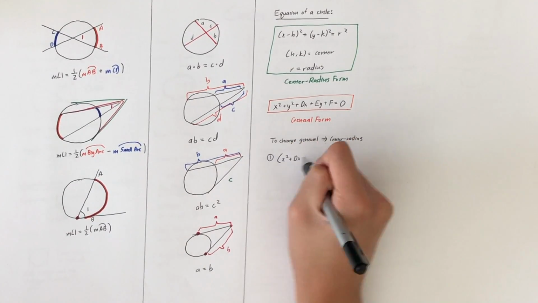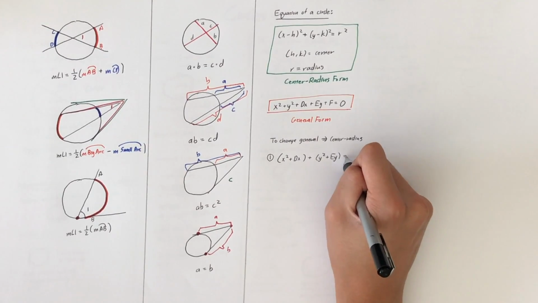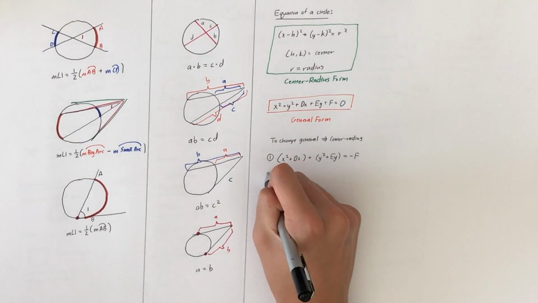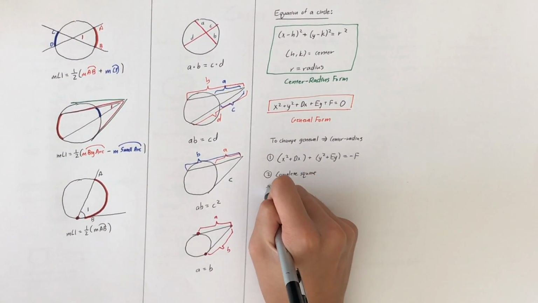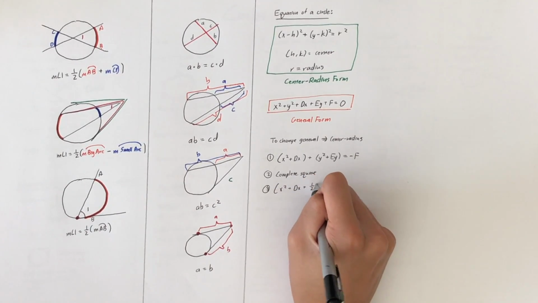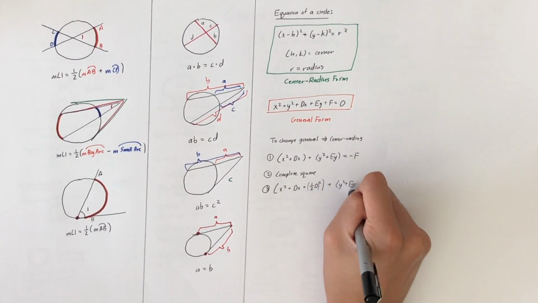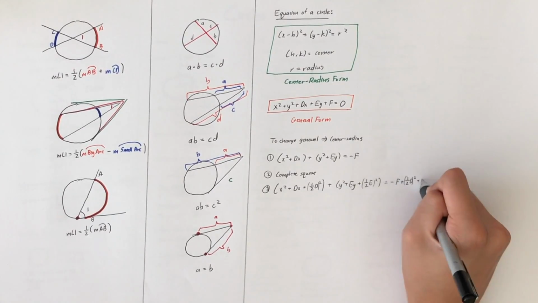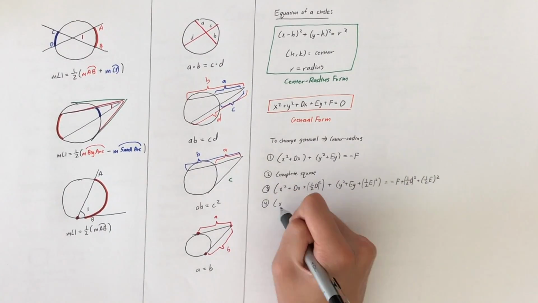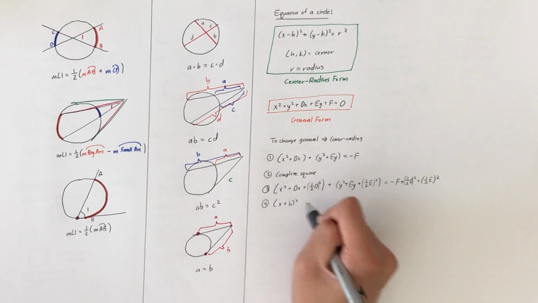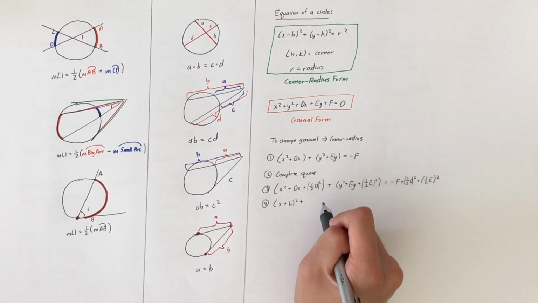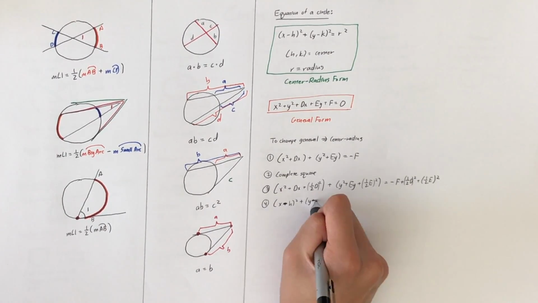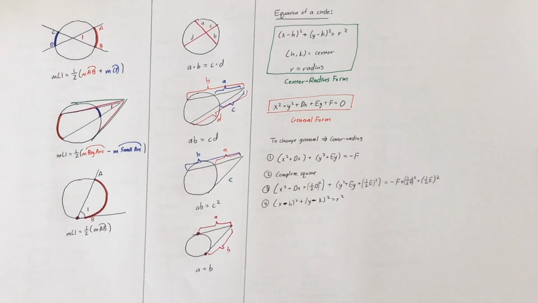First, you need to group together the x squared and the dx, and the y squared and the ey, while also taking the f to the other side of the equation. Then you need to complete the square, which you do by taking half of d and half of e and then squaring that and adding it to their respective trinomials. You also need to add (1/2 d) squared and (1/2 e) squared to the other side. Then you turn your perfect square trinomial into the square of a sum or the square of a difference, and there you go, you have your center-radius form.